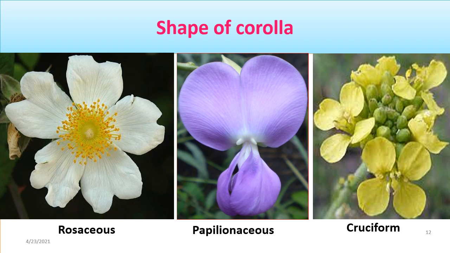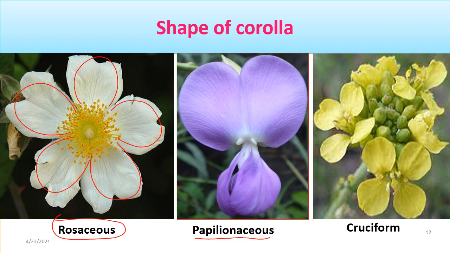Then the next part is shape of corolla. If you see, this is a completely circular shape, and this kind of shape is called rosaceous or rosette, which means circular. Then if you look at this, papilionaceous, what does papilionaceous mean? Papillon is actually a Latin word, which in English means butterfly.